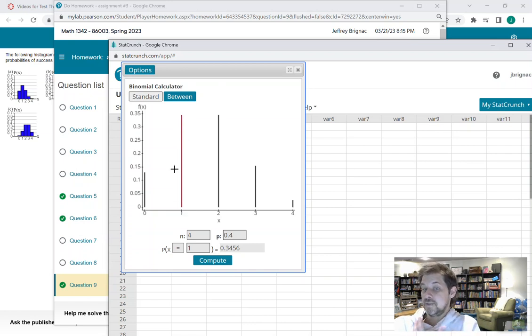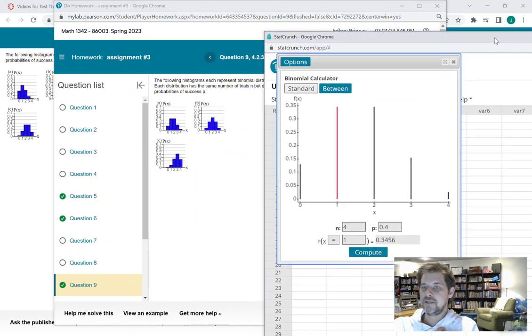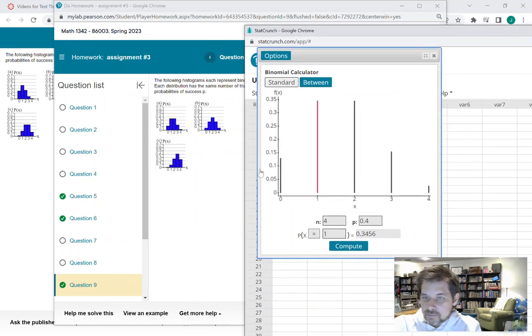So it's like trying to tell me, here's all the options. This is the probability of 0. This is the probability of 1, 2, 3, and 4. But if you want 1, it's this bar in red here. And it's a little less than 0.35. Okay, so now I can look over here and see which one of these looks like this. In the middle, these two are level and they're both about 0.35. Okay, that matches this one.